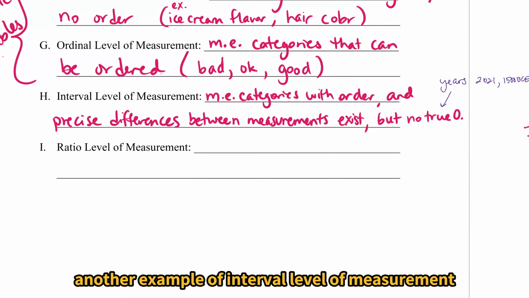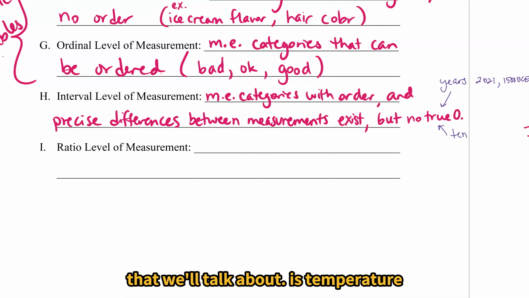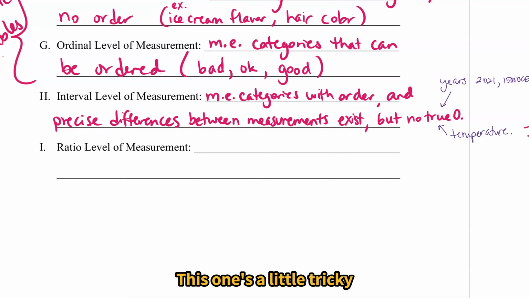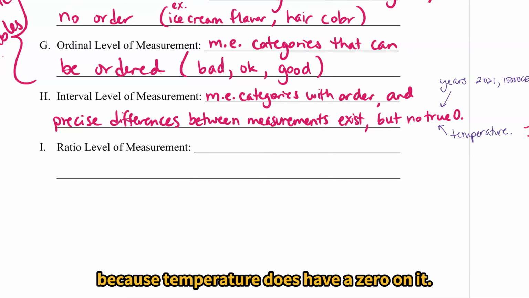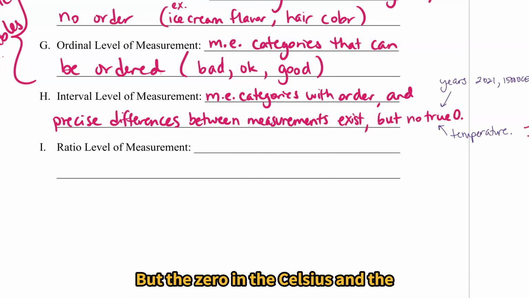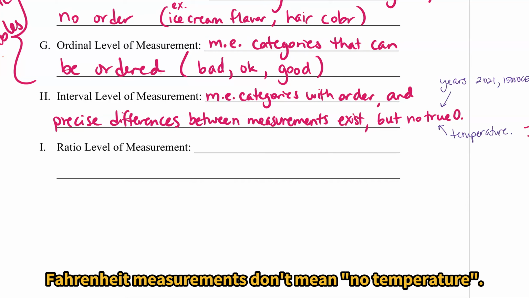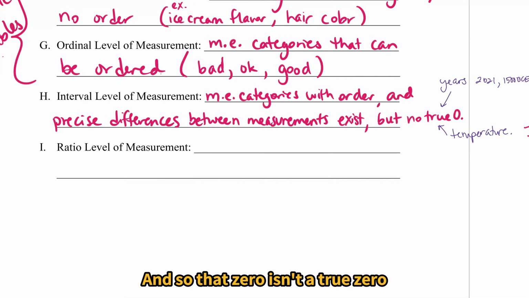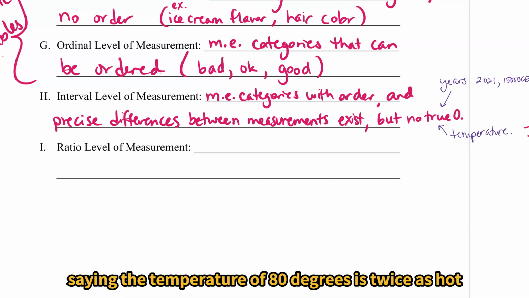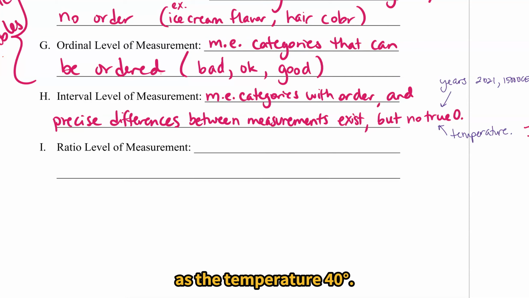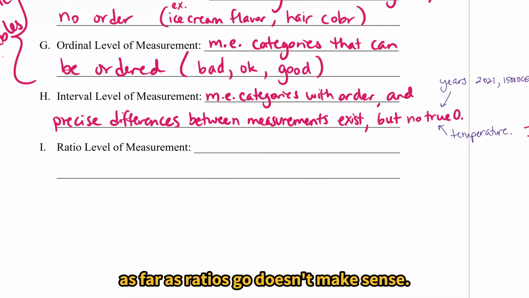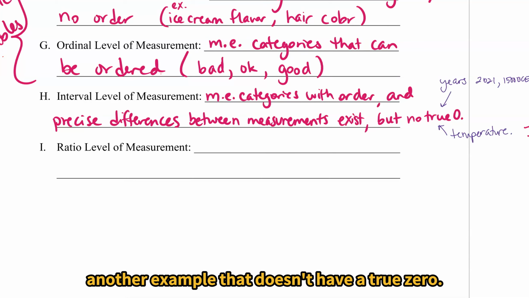Another example of interval level of measurement that we'll talk about is temperature. This one's a little tricky because temperature does have a zero on it, but the zero in the Celsius and the Fahrenheit measurements don't mean no temperature. And so that zero isn't a true zero in the sense that saying the temperature of 80 degrees is twice as hot as the temperature 40 degrees. That's not true. The measurement as far as ratios go doesn't make sense. And so temperature is another example that doesn't have a true zero.